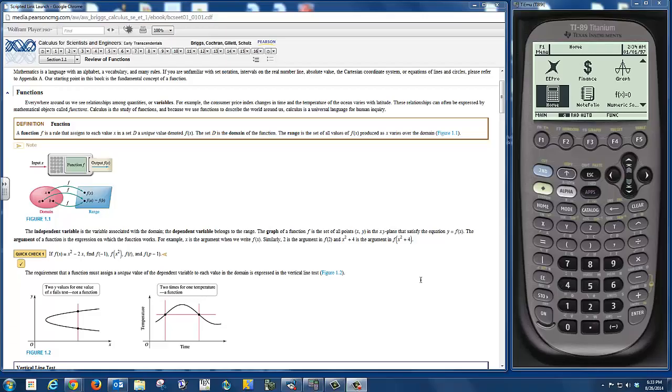What I'd like to do in this short video is run through section 1.1 of our textbook, not with the purpose of going through section 1.1 because you can read that, but with the purpose of learning how to use our TI-89 calculator. So when we start in section 1.1, it talks about functions. You can read the definition and so on for yourself. And then we get down here to quick check 1, where a function is defined and then we've evaluated at certain inputs. How would we do that on our calculator?